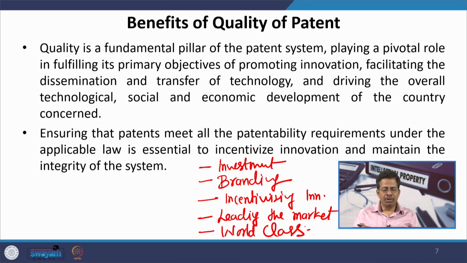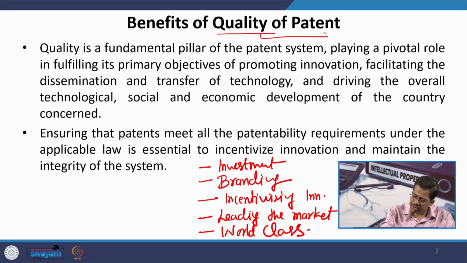Therefore, you need to focus on quality, because you see, ultimately an IP portfolio is not a piece of paper. An IP portfolio is basically for revenue generation activity, and revenue can only be generated when you are developing something which is of value for your stakeholder. So, when I am speaking of quality, you need to speak of the value of IP.